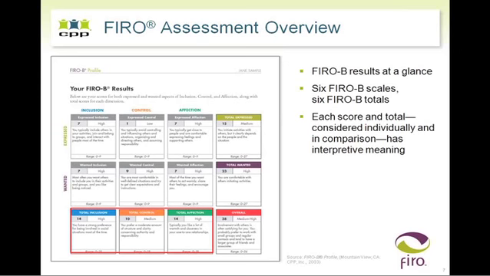So FIRO theory suggests that Jane would emphasize people and relationships, perhaps more so than she would emphasize tasks and goals. She will help create and maintain a work environment that features perhaps fast pace, energy, enthusiasm from the inclusion scores, and also loyalty and cooperation from those affection scores.